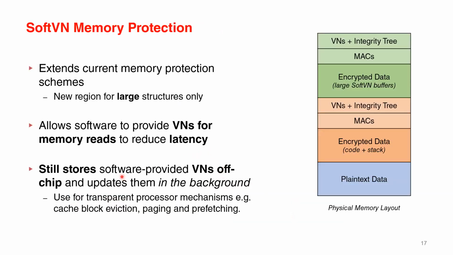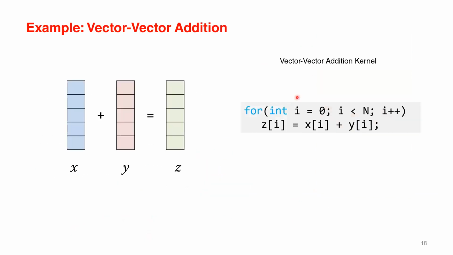However, even though software provides the VNs for memory decryption, we still have to store them in off-chip memory because processors are complex. They have many mechanisms like cache block writebacks, paging, prefetching, which happen independent of the software. So this mechanism still requires the off-chip VNs, and we propose to update them in the background. While realizing SoftVN in hardware, we face a number of challenges, which I will explain using this simple example of a vector-vector addition kernel. In this example, we assume that these data buffers have simple write patterns, and they are stored in the SoftVN region in DRAM.